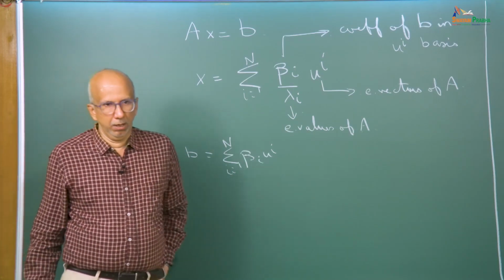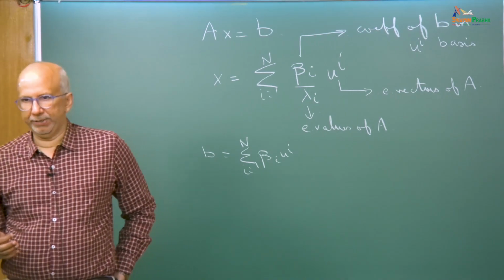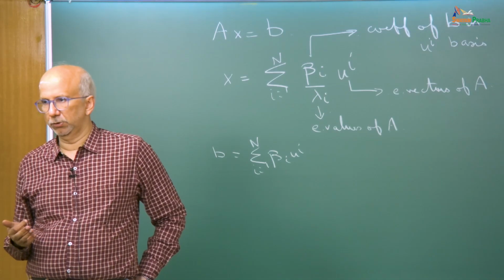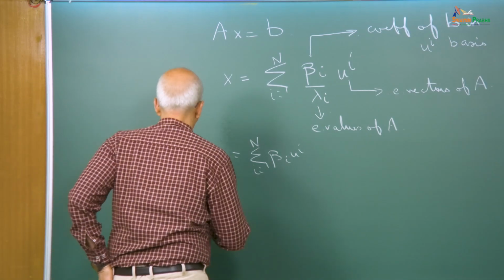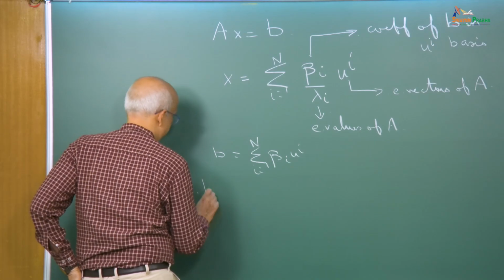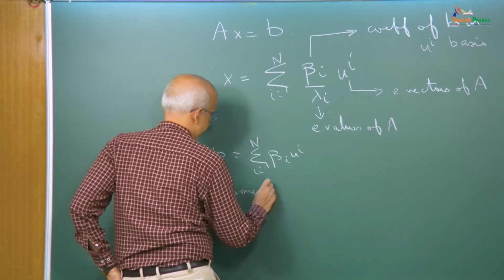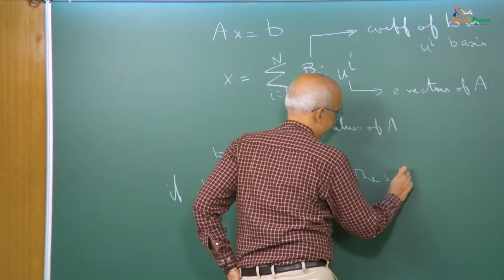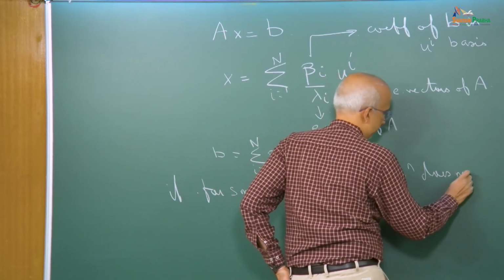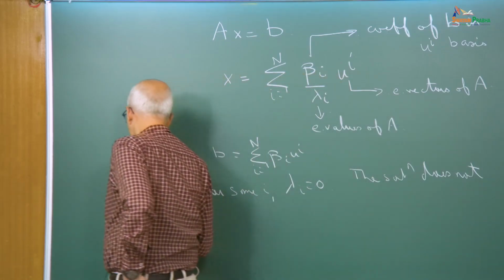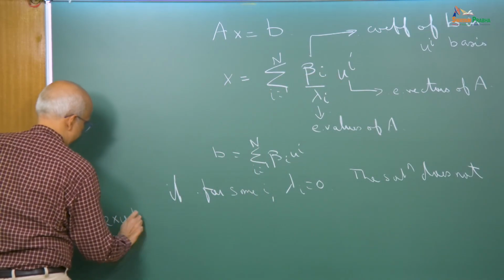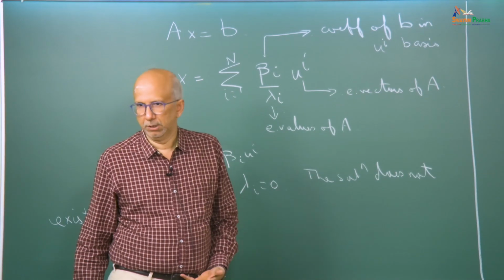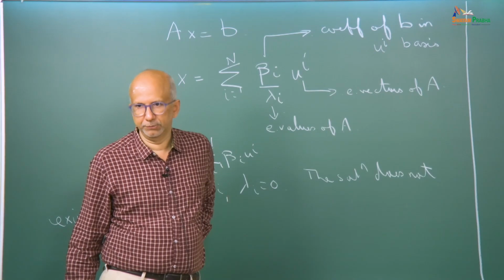Now, you see that this particular thing is not going to work when one of the lambdas is 0, okay. If for some i lambda_i equals 0, the solution does not exist, because you are dividing by 0, and you have a problem when you divide by 0, right.